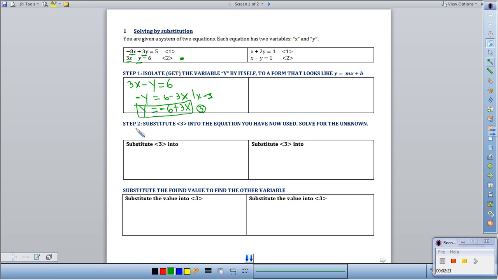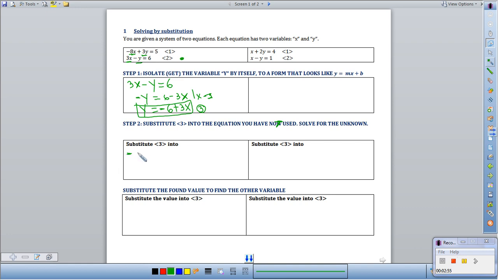Now let's take a look at step number 2. It says substitute the third equation into the equation you have not used and solve for the unknown. Now, I have used equation number 2, and the equation that I haven't used yet is equation number 1. What does it mean to substitute equation number 3? It means that wherever I see a y, I am going to use the expression that represents it. So let's write it together.